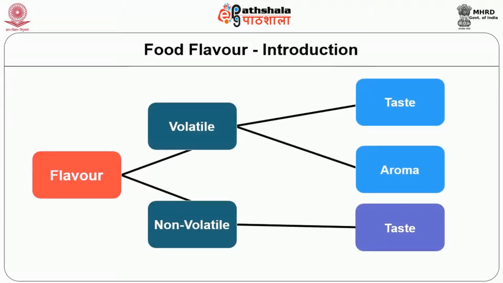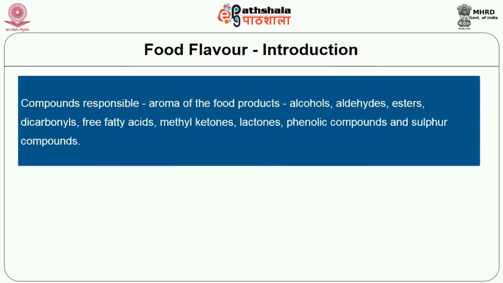Introduction. Flavor is usually the result of the presence within complex matrices of many volatile and non-volatile components possessing diverse chemical and physicochemical properties. The non-volatile compounds contribute mainly to the taste, whereas the volatile ones influence both taste and aroma. A vast array of compounds may be responsible for the aroma of food products, such as alcohols, aldehydes, esters, dicarbonyls, short to medium chain free fatty acids, methyl ketones, lactones, phenolic compounds and sulfur compounds.